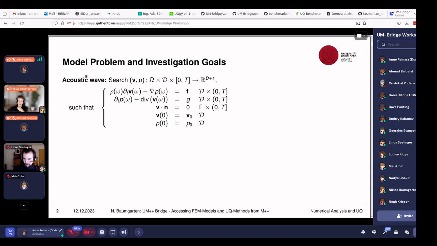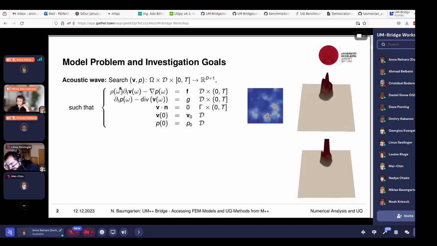For example, you can solve acoustic wave equations, where you search for velocity and pressure components, such that you satisfy this PDE, this initial data, and this boundary data. And additionally, I'm going to assume that this wave is propagating through random material. So this rho here, that's material density, and I'm going to assume that it's modeled by a random field.